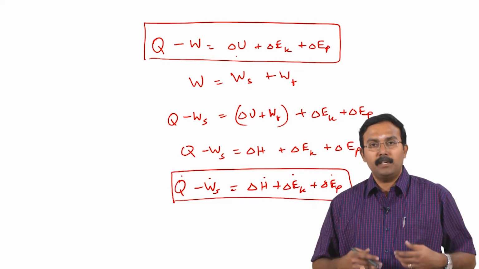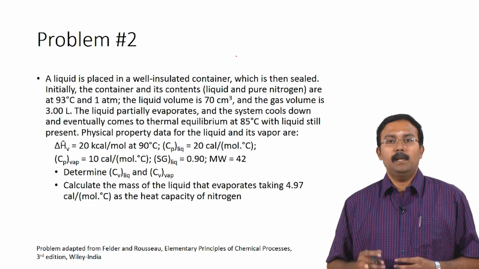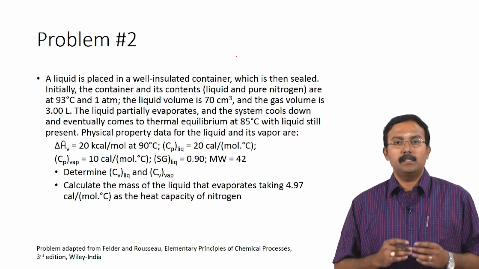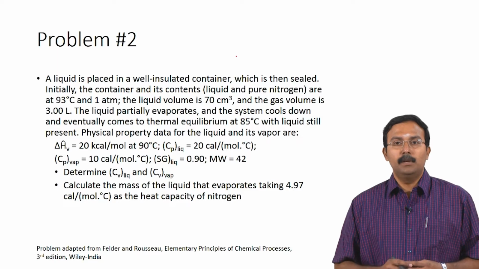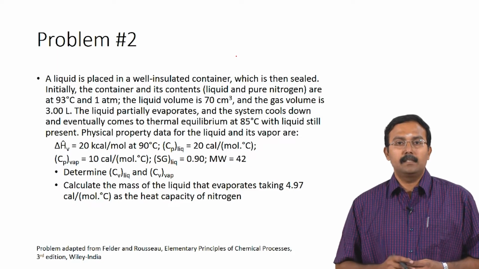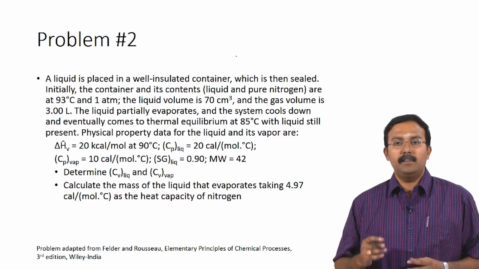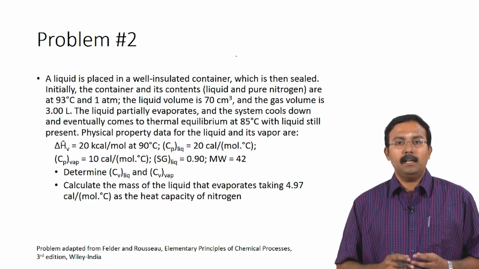Now that we have quickly refreshed the fundamentals, let us look at the tutorial problem for today. A liquid is placed in a well insulated container which is then sealed. Initially the container and its contents, which are liquid and pure nitrogen, are at 93 degrees Celsius and 1 atmosphere. The liquid volume is 70 cubic centimeters and the gas volume is 3 liters. The liquid partially evaporates and the system cools down and eventually comes to thermal equilibrium at 85 degrees Celsius with liquid still present. Physical property data for the liquid and its vapor are given here.